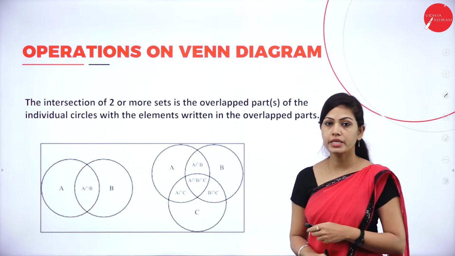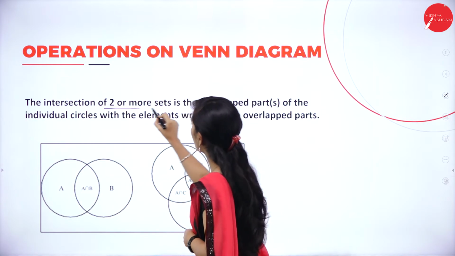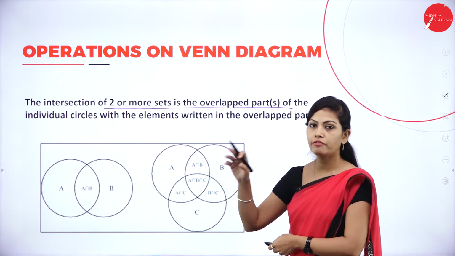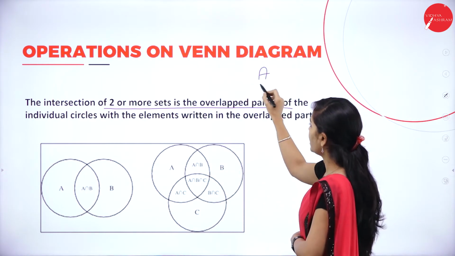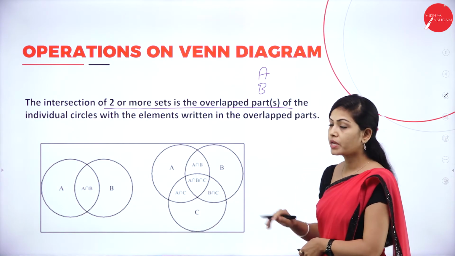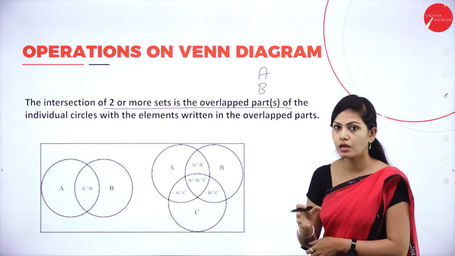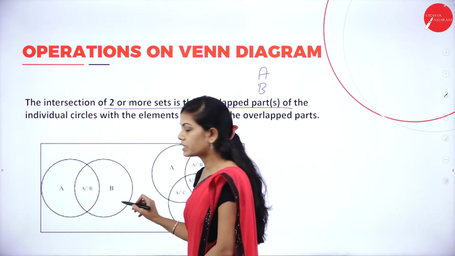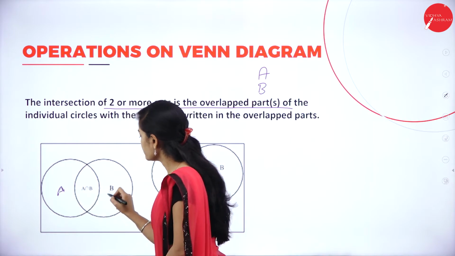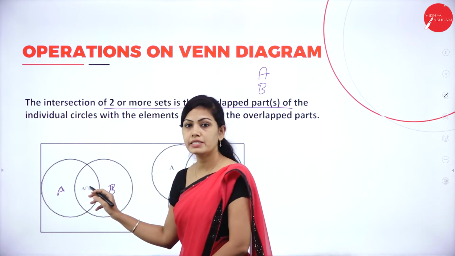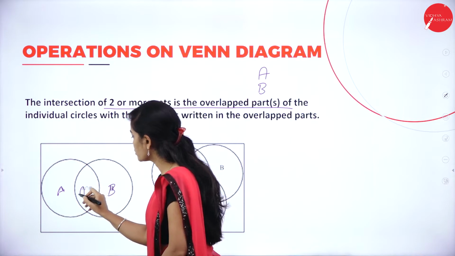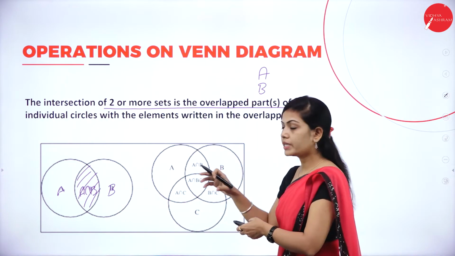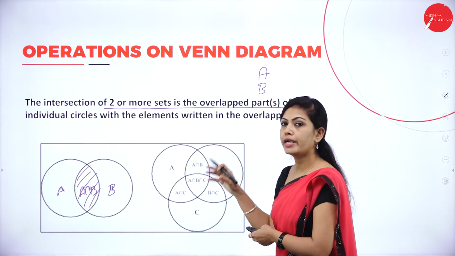And the very important thing is that the intersection of 2 or more sets is the overlapping part. In the previous question we used only 2 sets, A and B. So if you get 2 or more sets, how do you draw the Venn diagram? Here I have only 2 sets, set A and set B. How will you write A intersection B? This is the A intersection B overlapping area, so you will shade this area, right?